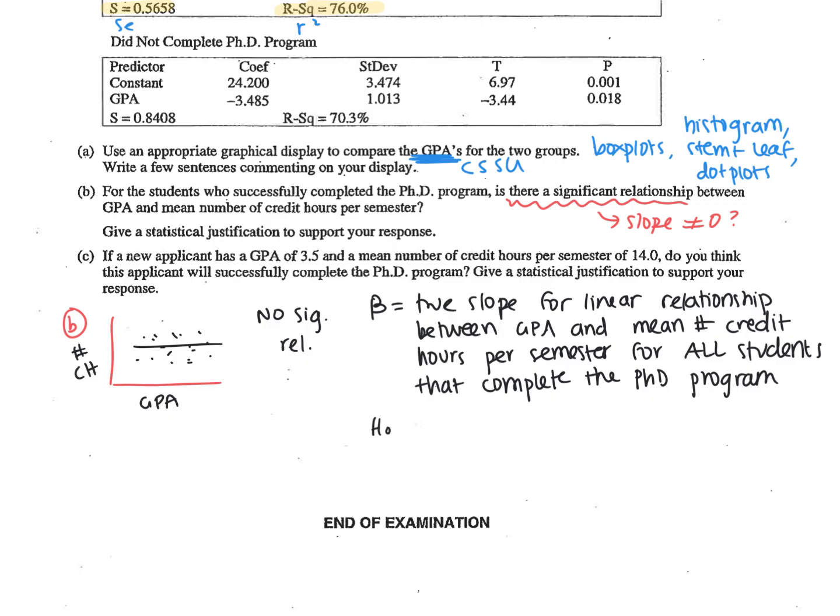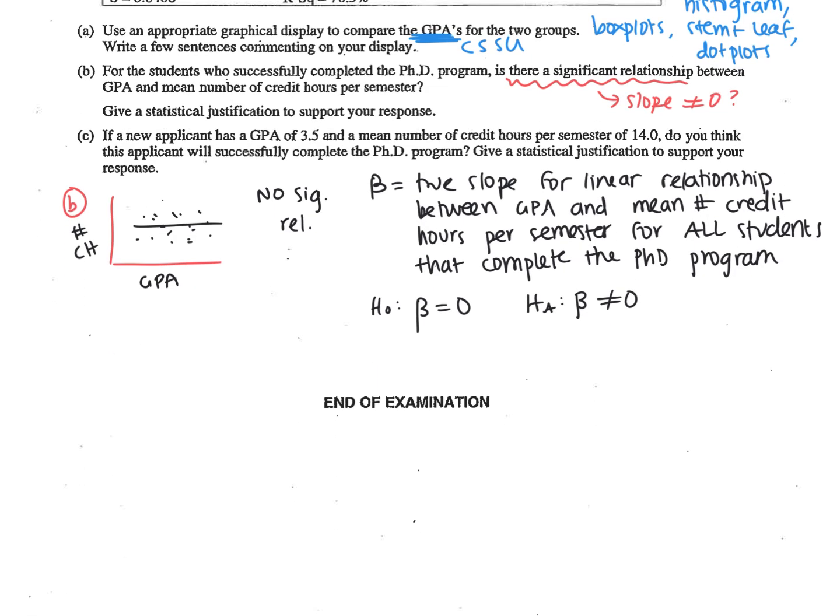So our null is we are going to assume that there is no relationship. So we are going to assume that beta is 0, that the slope is 0. And we are going to look for evidence for the alternative. There would be a significant relationship as long as the slope is not 0. Could be positive or negative. Okay, so we are doing a t-test for slope. We were already told that the assumptions or the conditions are met. So we're going to do our test statistic.